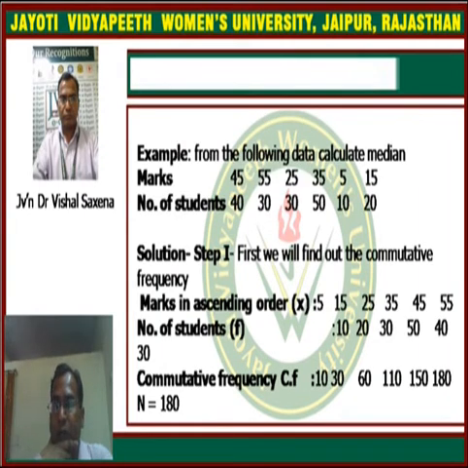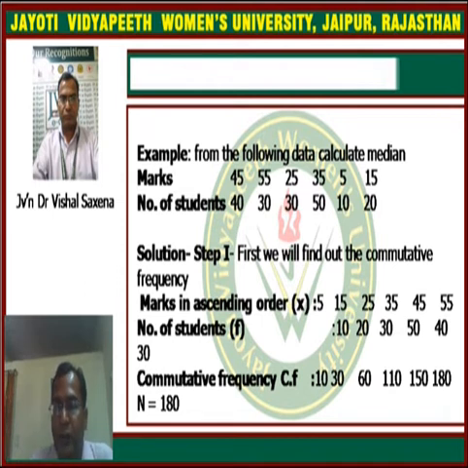Now we take one example to understand here. Suppose we are given a table consisting of marks and number of students. Marks are 45, 55, 25, 35, 5 and 15, while the number of students are 40, 30, 30, 50, 10 and 20. So this is a discrete series, and how can we solve the question here? By the method of discrete series.